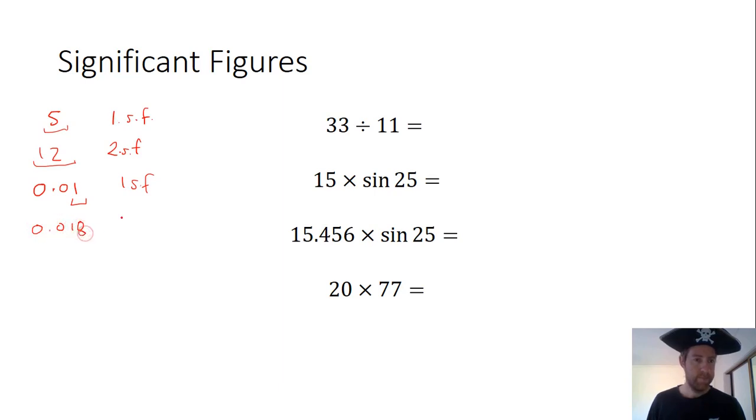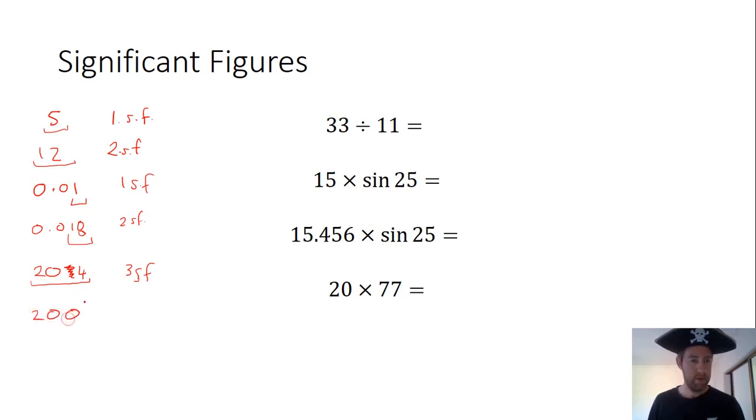0.018 is two significant figures. Here's a tough one. 203. Let's make this 204. Has three significant figures. It counts when it's in between. It definitely counts.